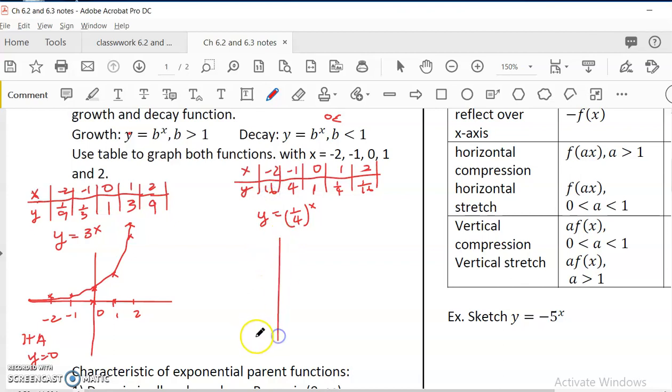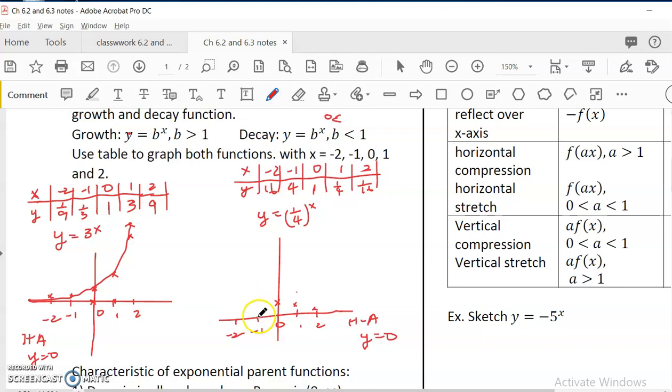So if you graph it just like before, you still have 0, 1, 2, -1, -2. At 0, it's still 1. So just like here, 0, 1. No matter what your base is, when you plug in 0, it's still 1. And then when you have 1, that would be the base, right? 1/4. Oh, okay, it's close to 0. 1/16 is very close. So because this is a decay function, going down slowly, it would be approaching the horizontal asymptote on the right-hand side, y equal to 0.